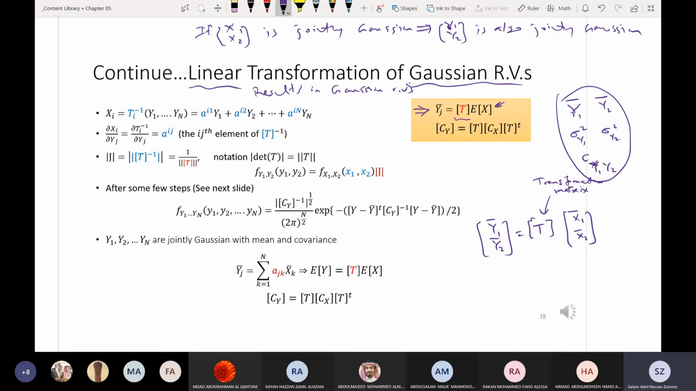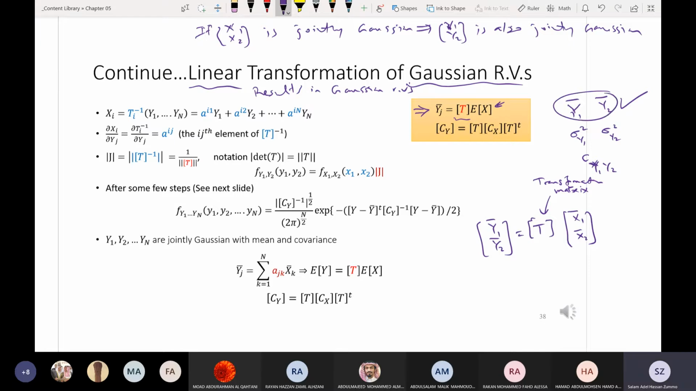Okay? So now the two means are known. If I know the means of x1, x2, I know the means of y1, y2. The second thing is the variance and the covariance.